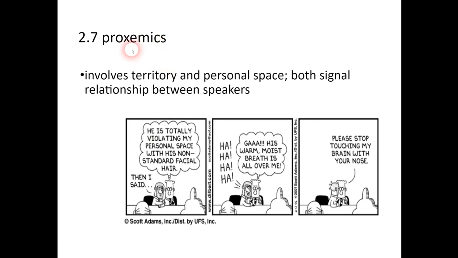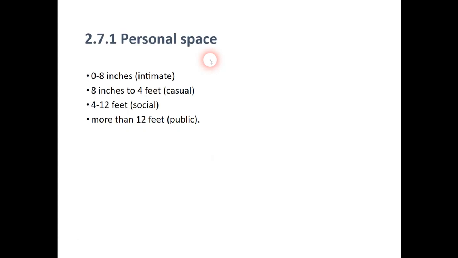Now let's move on to space or proximity. It involves territory and personal space, both of which signal the relationship between speakers. There are no fixed rules, but in general, when you are intimate, really close with another person, the personal space is really narrow. For social, you will not stand too close to the other person, like 4 to 12 feet. In public, 12 feet.